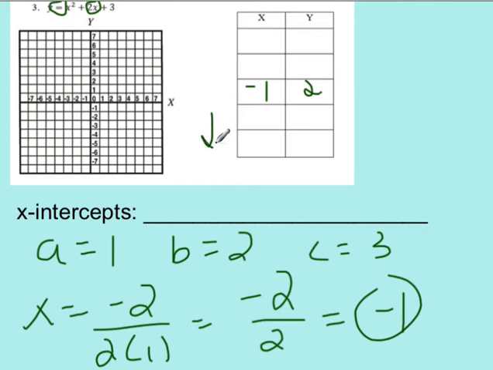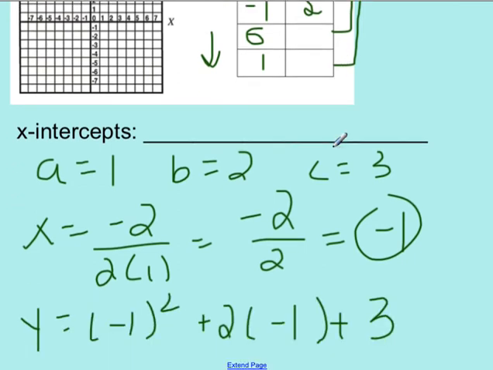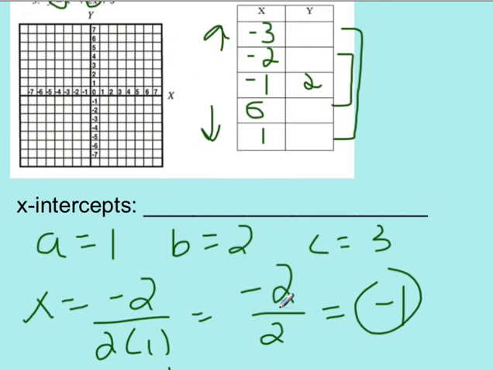We're going to get more positive going this way, so this is going to be 0, this is going to be 1. More negative going this way, so this is going to be -2, this is going to be -3. These two values are the same, and these two values are the same, to make our chart symmetrical. Now I want to plug in 0 for these values here. When I plug in 0, I have 0 squared plus 2 times 0 plus 3. I end up getting 3. So both of these values here need to be 3.